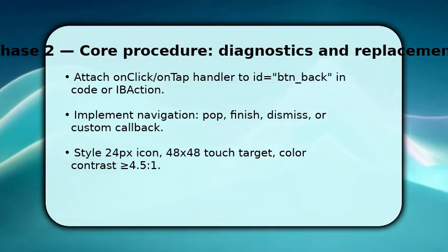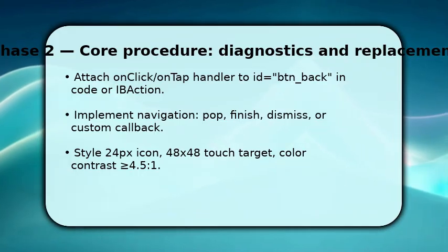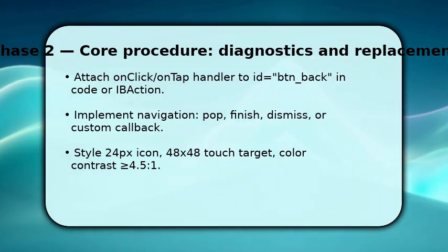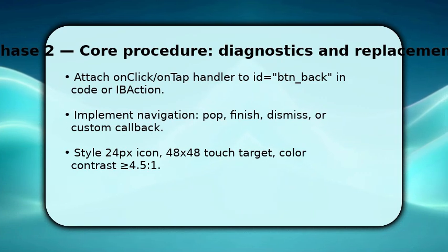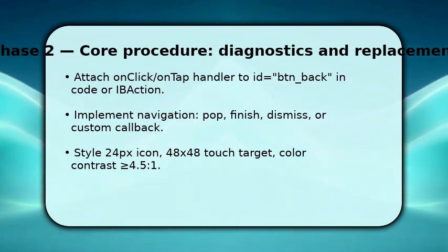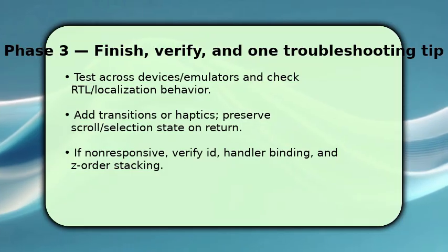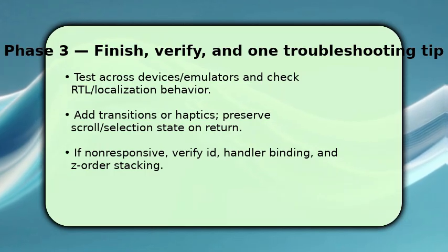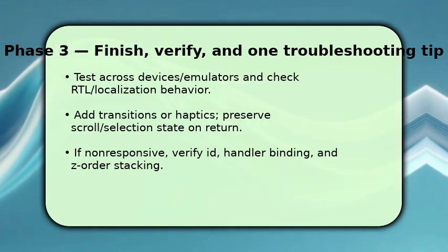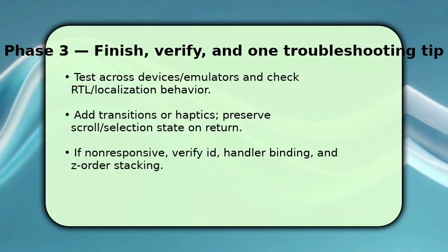While you work, apply visual styling. A 24px icon inside a 48x48 touch target. Finish by testing the back button on real devices and emulators, including different screen sizes and right-to-left layouts, because positioning or mirroring can break behavior. Make sure transitions or haptics feel natural and preserve scroll and selection state when returning.